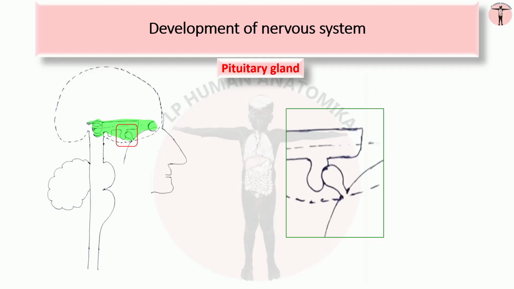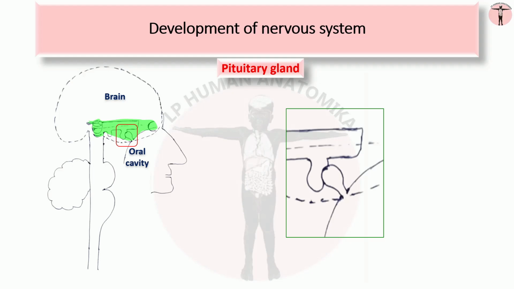Development of hypophysis cerebri or pituitary gland. It is attached to the hypothalamus by the pituitary stalk and consists of the anterior lobe, also called adenohypophysis, and the posterior lobe called neurohypophysis. The location of the pituitary gland is present between the brain and the roof of the oral cavity.